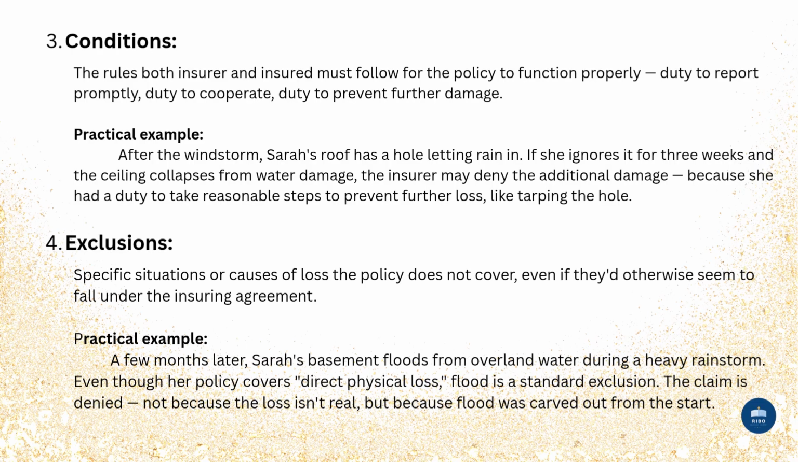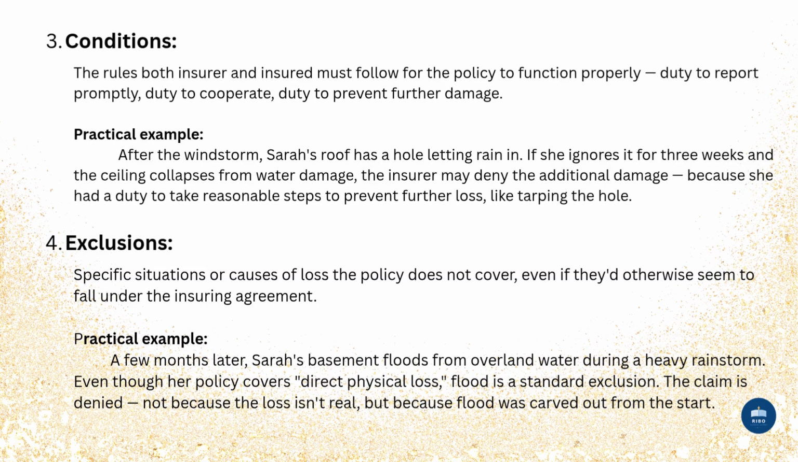Next, exclusions. These are specific situations the policy does not cover, even if, at first glance, they seem like they'd fall under that insuring agreement we just talked about. Let's stick with Sarah. A few months later, a heavy rainstorm causes overland flooding, and her basement fills with water. Real damage, real loss, but flood is a standard exclusion on most homeowners' policies. So this claim gets denied, not because the loss isn't legitimate, but because flood was excluded from day one.